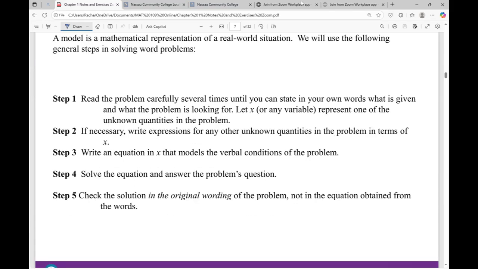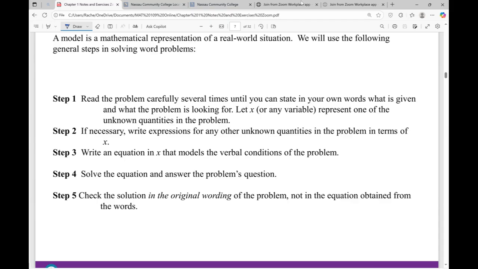So sometimes you're going to have to read the problem several times until you can state in your own words what is given and what the problem's looking for. So in other words, what should we let X be? What's the unknown? And then if necessary, we can write expressions for any other unknown quantities in the problem, but in terms of X, because if we're going to write one single equation, there can only be one variable in the equation. You can't have two different variables like an X and a Y. So we have to write the equation in terms of X.